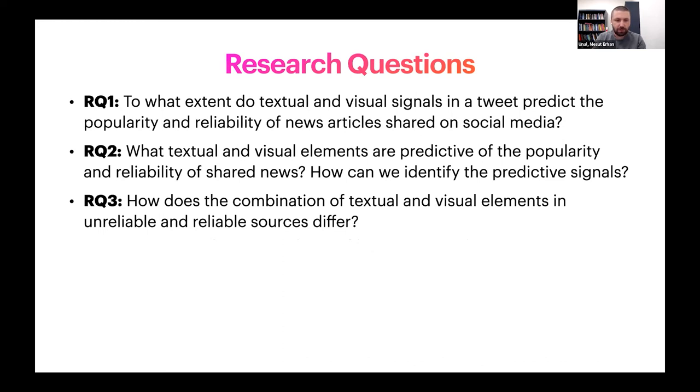So these are the research questions we would like to investigate. To what extent do textual and visual signals in a tweet predict the popularity and reliability of news articles shared on Twitter? What textual and visual elements are predictive of the popularity and reliability of shared news? And how can we identify the predictive signals? How does the combination of textual and visual elements in unreliable and reliable sources differ?